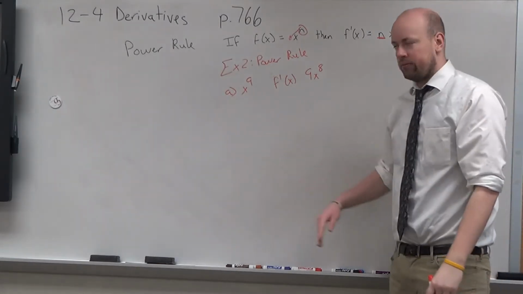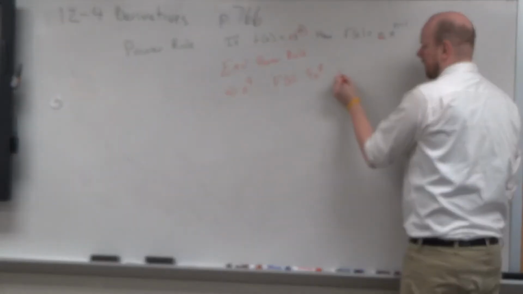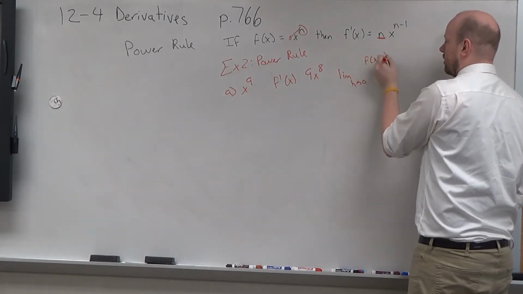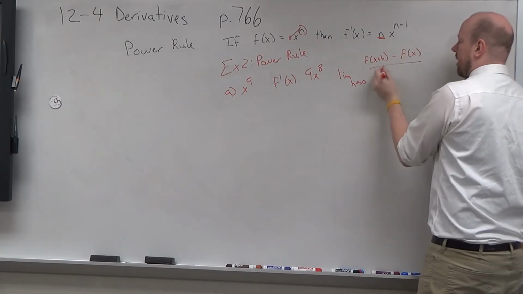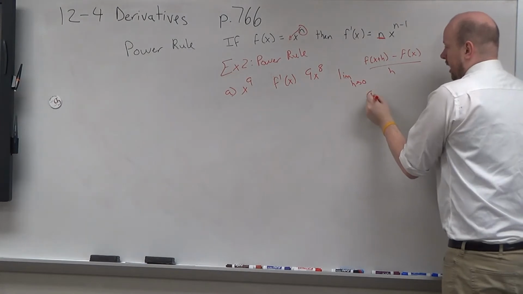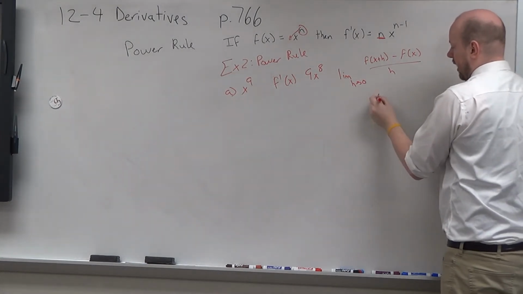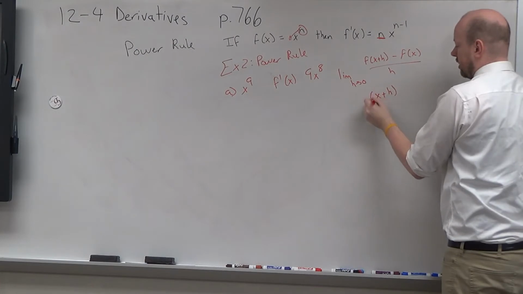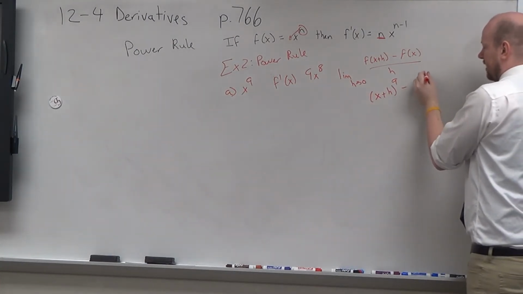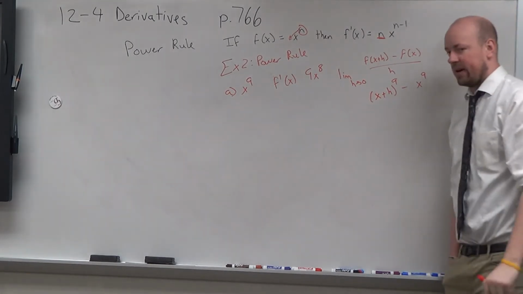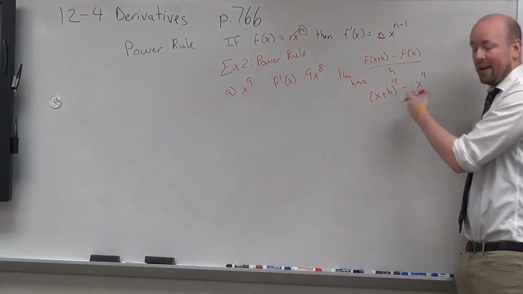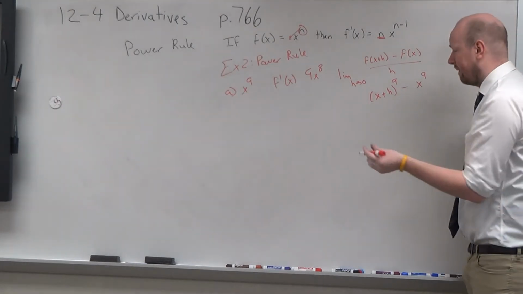So we're just going to show it with the limit way. The limit as h approaches 0 of f of x plus h minus f of x over h, excuse me, I would get x plus h to the power of 9 minus x to the 9. And it gets really messy really quickly. As we can already see, this is pretty gross. You would have to do like the binomial theorem and stuff like that.